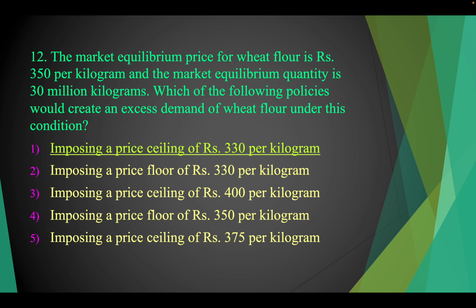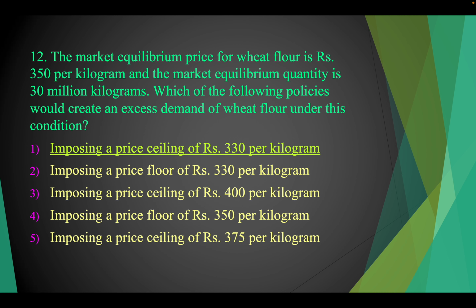Then the 12th one, the market equilibrium price for wheat flour is 350 rupees per kilogram and the market equilibrium quantity is 30 million kilograms. Which of the following policies would create an excess demand of wheat flour under this condition? So here you should have the excess demand. So which answer gives the excess demand?